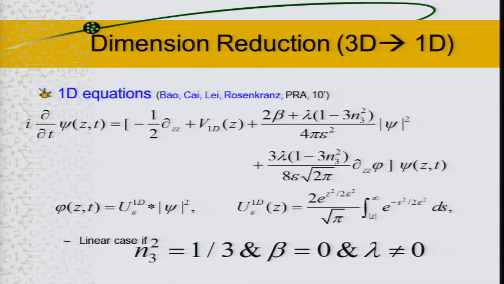What is interesting is that although my 3D problem is nonlinear, after the reduction, when n3 squared equals 1 third and beta equals 0, with lambda non-zero, in 3D it is nonlinear. But you can see here, when this one equals this one, this term disappears, and it becomes a linear problem. That means there is a magic dipole angle. When this angle is aligned with your confinement direction, okay, I'm finishing very soon, the other nonlinear interaction effect will disappear automatically due to this effect.